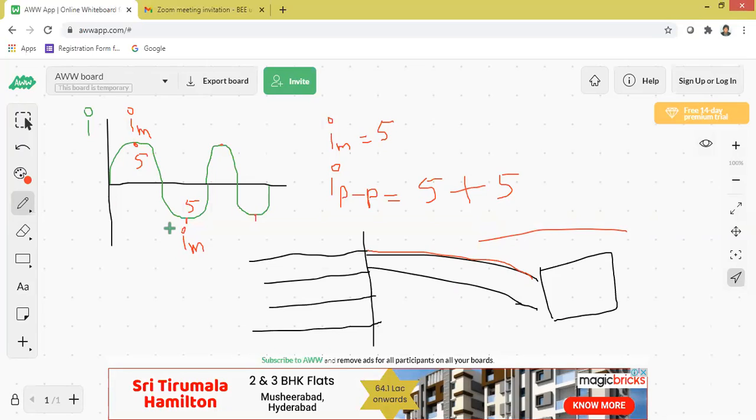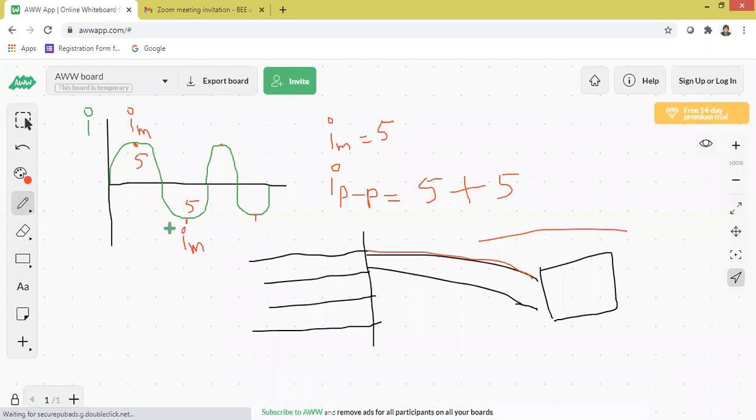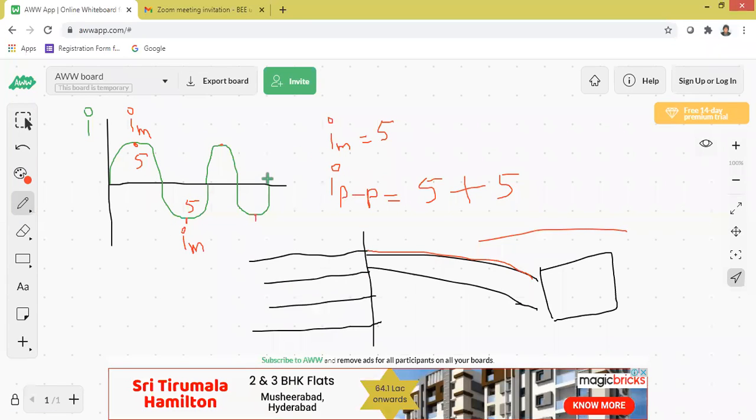You can ask one question, sir. You are saying AC current, but what are these peak currents and peak to peak currents? These are used only for theoretical explanation. Is there any practical use of peak current? No, there is no practical use of peak to peak current. These are only for simply understanding the behavior of the AC current.